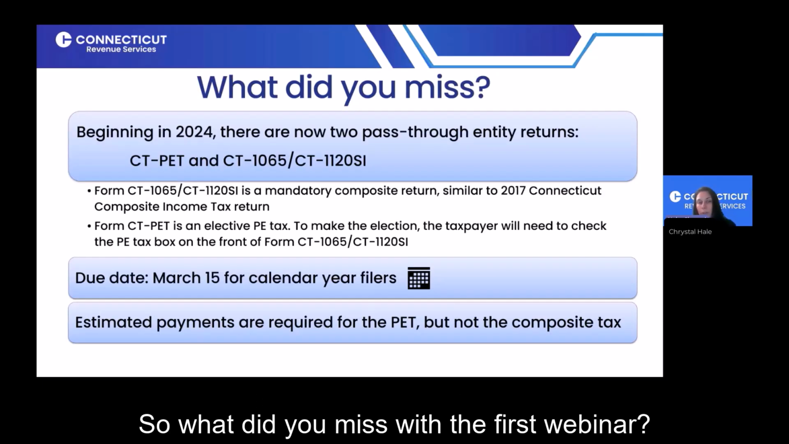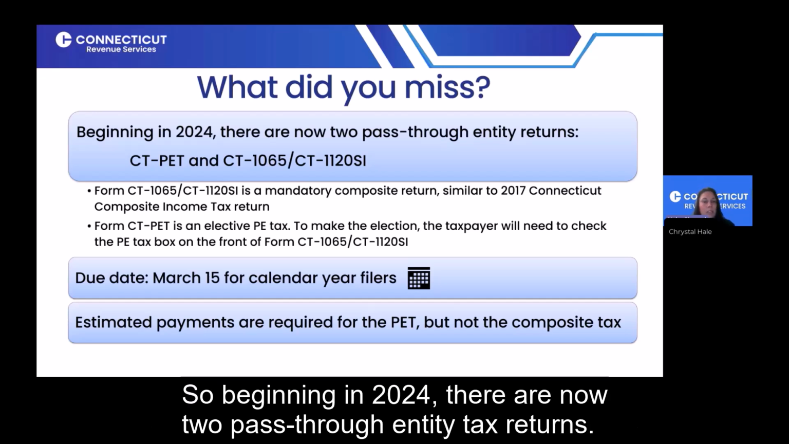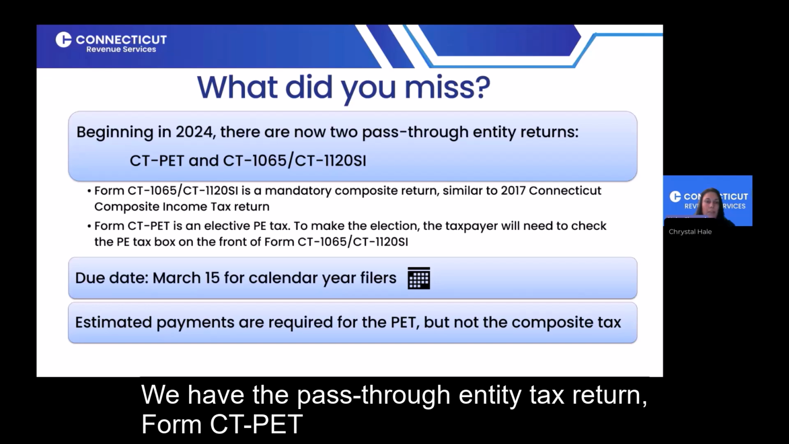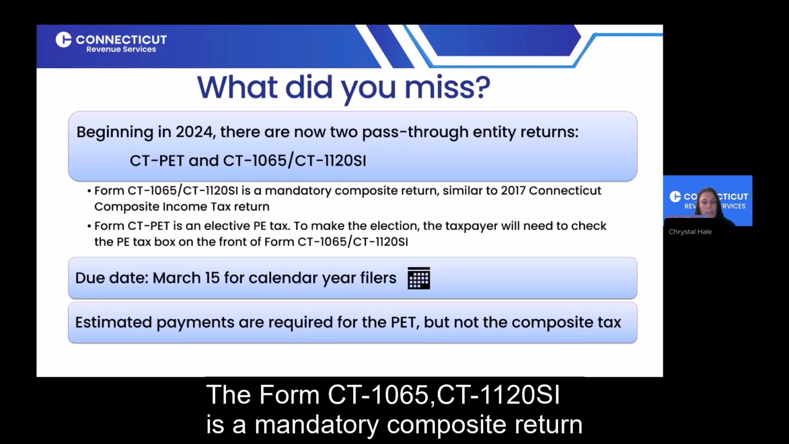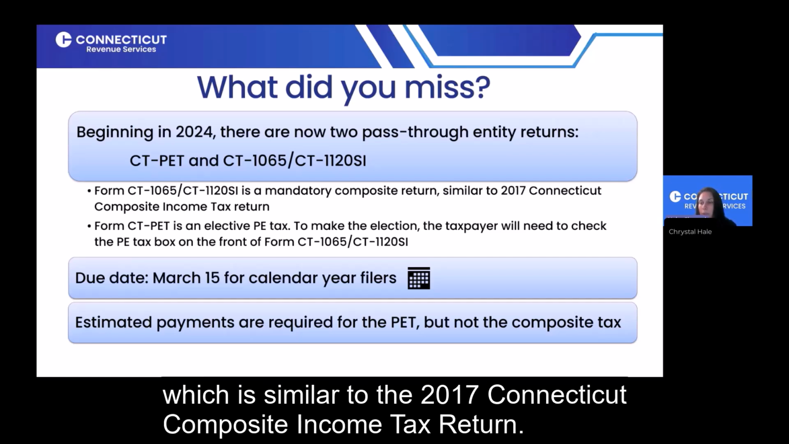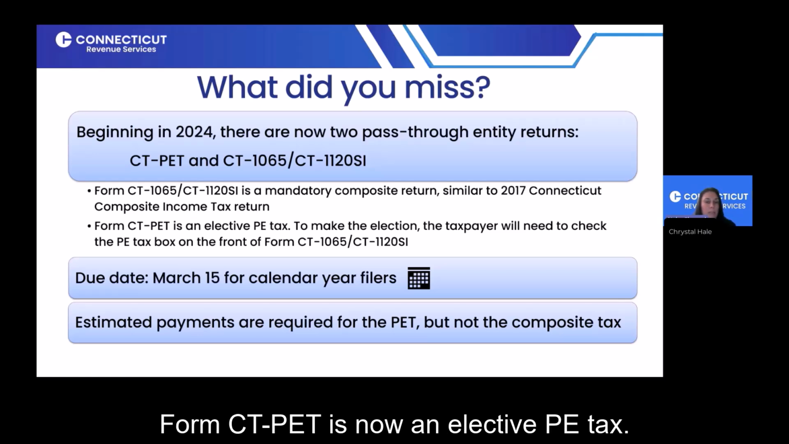So what did you miss with the first webinar? Beginning in 2024, there are now two pass-through entity tax returns. We have the pass-through entity tax return form CT-PET and the CT-1065 CT-1120SI Connecticut Composite Income Tax Return. The form CT-1065 CT-1120SI is a mandatory composite return, which is similar to the 2017 Connecticut Composite Income Tax Return. Form CT-PET is now an elective PE tax.